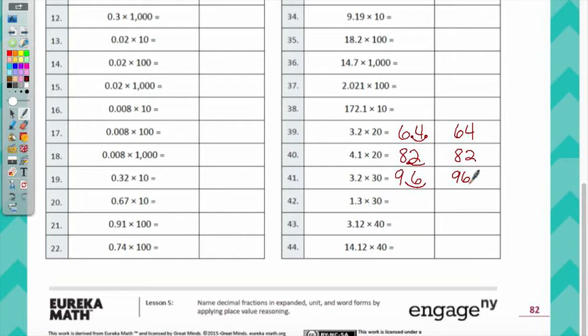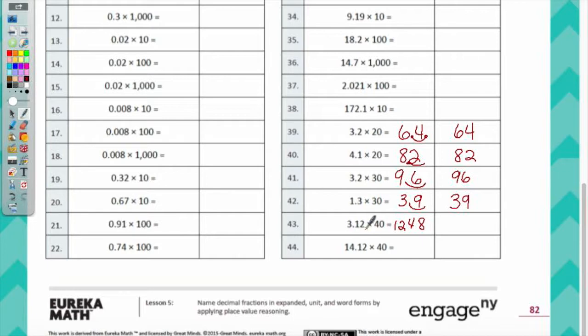Oh, 13 times 3. Quick, quick, quick. What is it? 39. Good. So it has to be 3.9. How many place values? 1. Now this one's a little more tricky. So I'm going to show you the strategy I use on this. I do 2 times 4. What is that? 8. And 1 times 4. 4. And 3 times 4. 12.